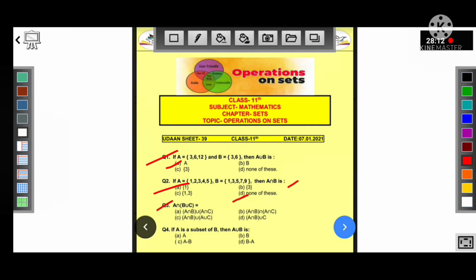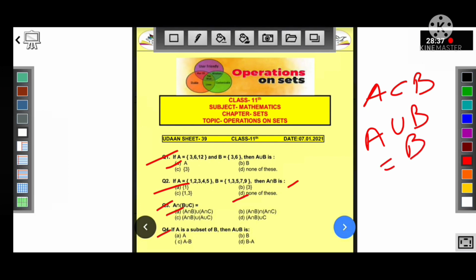Next question number 3. A intersection (B union C) is equal to (A intersection B) union (A intersection C). So A is the right option. Next question number 4. If A is a subset of B, then A union B is. If A is a subset of B, then A union B is equal to set B, because the largest set is equal to the union. So B is the right option.